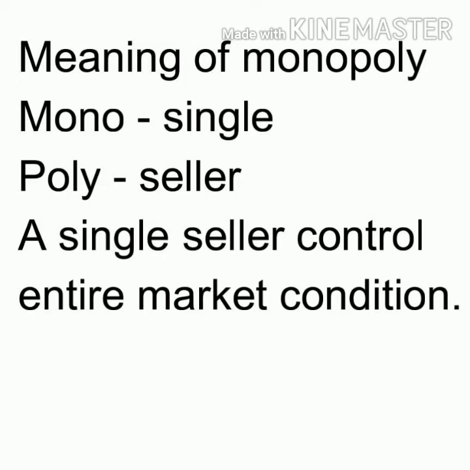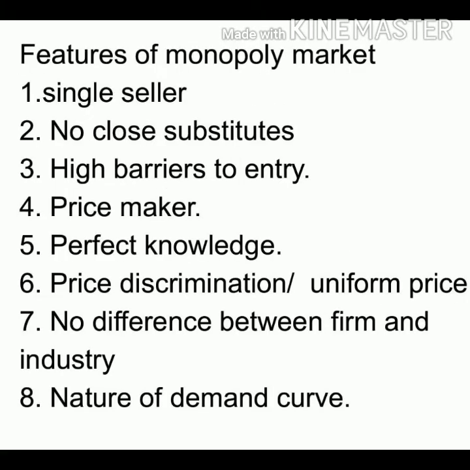First I will list all the features, then I will go into explain each and every one. First one is single seller, then the second one is no close substitutes, then the third one high barriers to entry, fourth one price maker, and the fifth one perfect knowledge, sixth one price discrimination or uniform price, seventh one no difference between firm and industry, and this eighth one nature of demand curve. So these are the features of perfect competitive market.